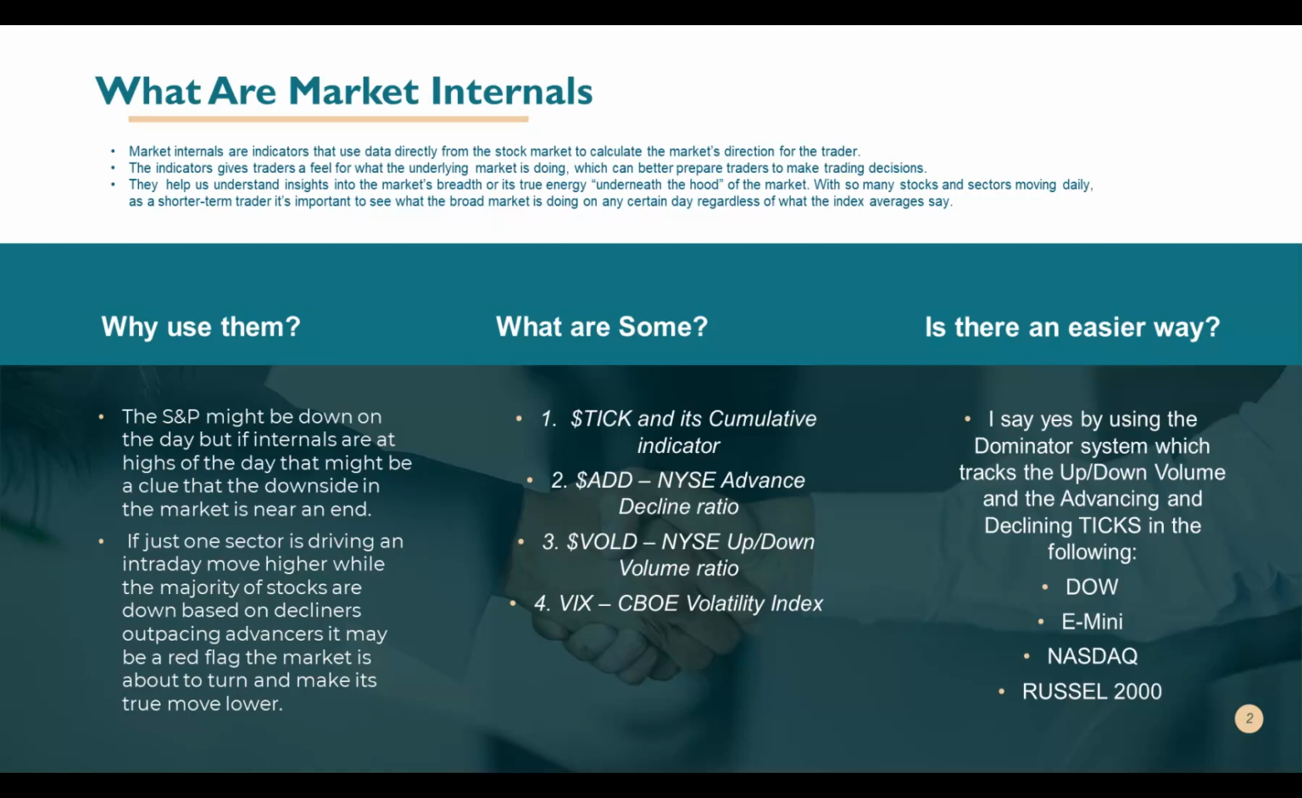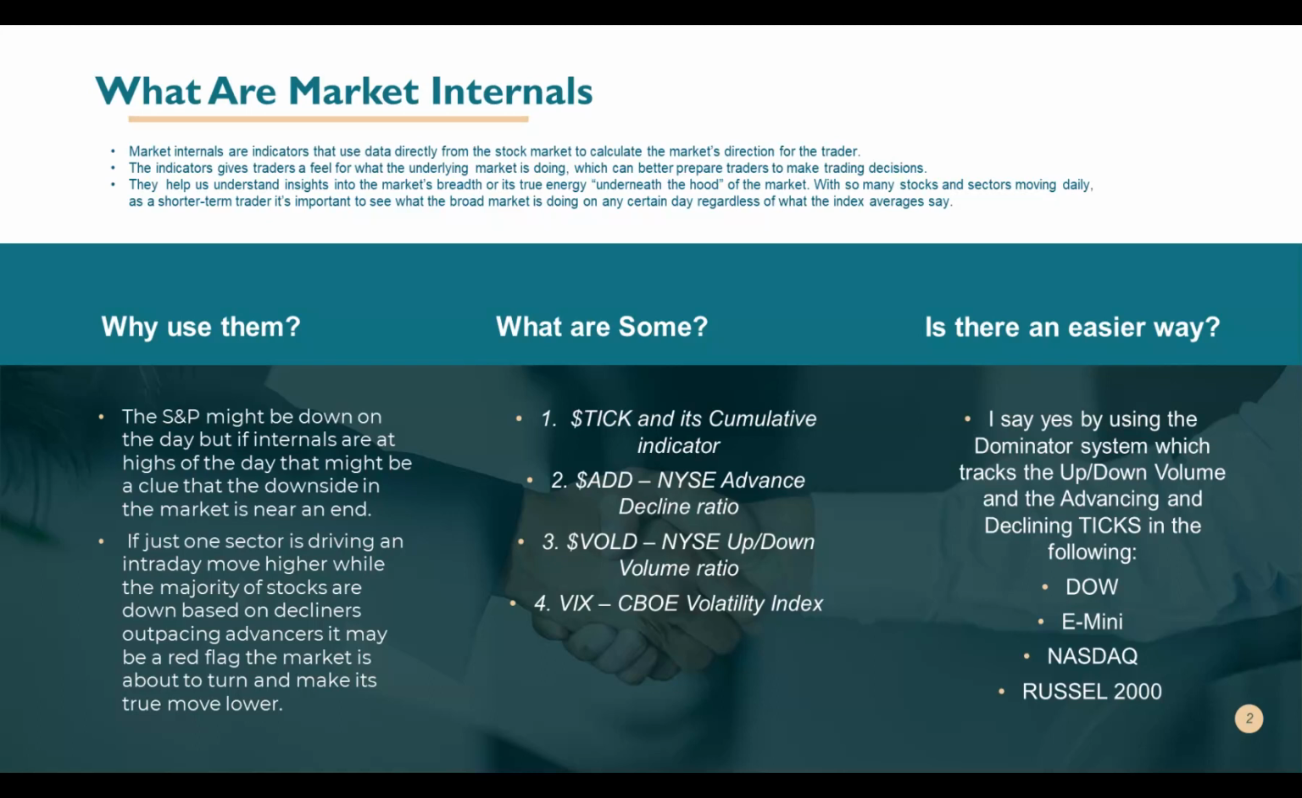Now, what are market internals? Market internals are indicators that use data directly from the stock market to calculate the market's direction to the trader. The indicators give traders a feel for what the underlying market is doing, which can better prepare traders to make trading decisions. They also help us understand insights into the market's breadth or its true energy underneath the hood of the market. With so many stocks and sectors moving daily, as a shorter-term trader, it's important to see what the broader market is doing on any certain day, regardless of what index averages say.